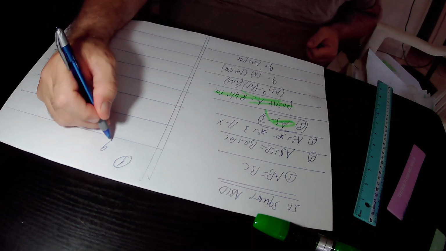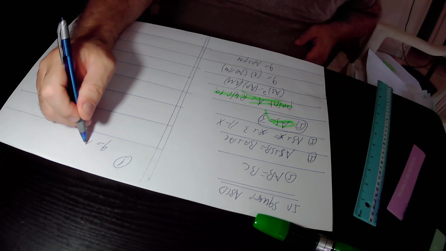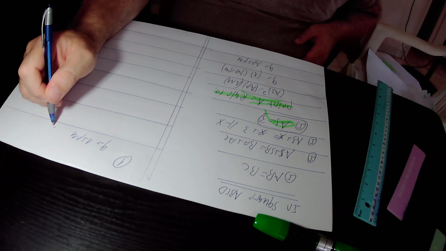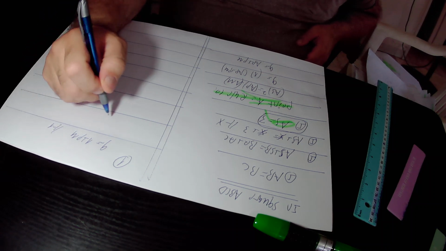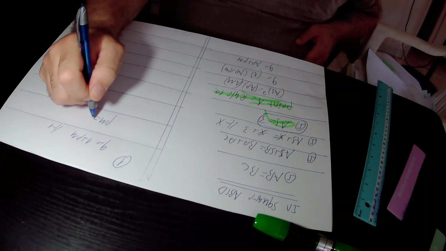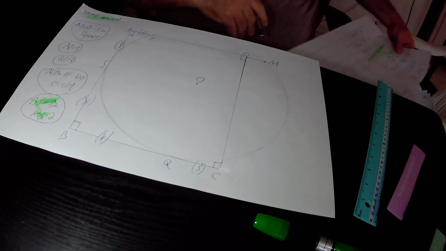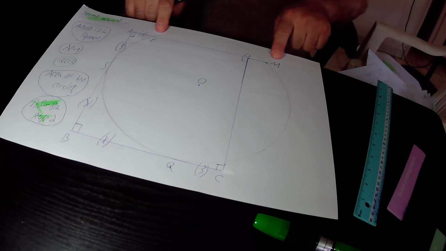So 9 equals AP, which is 1, plus PM. 9 equals 1 plus PM. Here we subtract 1 from this equation, and finally get that PM equals 9 minus 1, which is 8. So actually we found out that the length of this chord PM is 8 units.